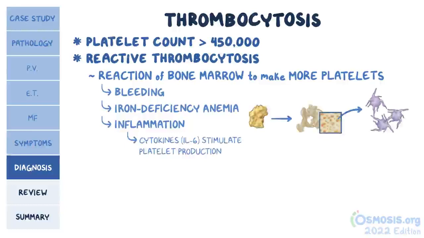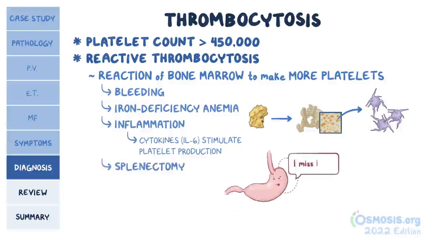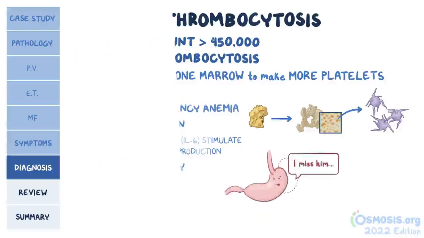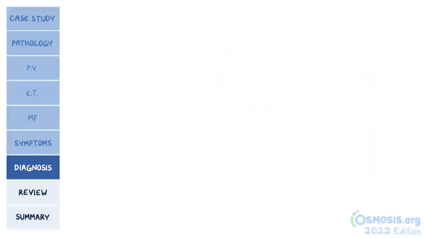In addition, since the spleen normally houses about 1/3 of the peripheral platelet pool, there can be a thrombocytosis in individuals that have had a splenectomy. Once these causes of thrombocytosis have been excluded, it's worth considering essential thrombocythemia.